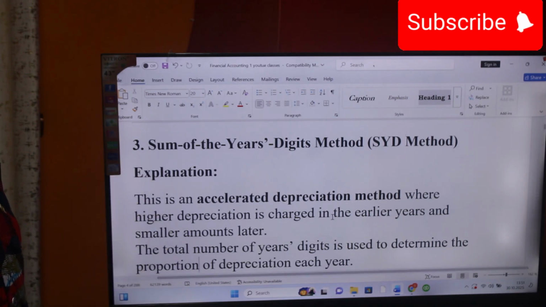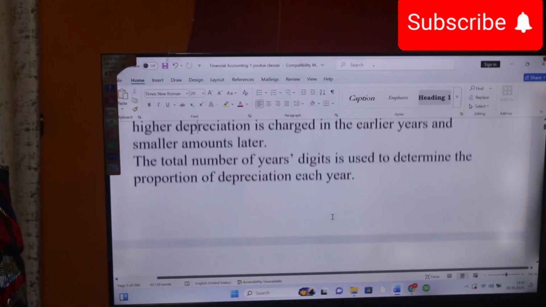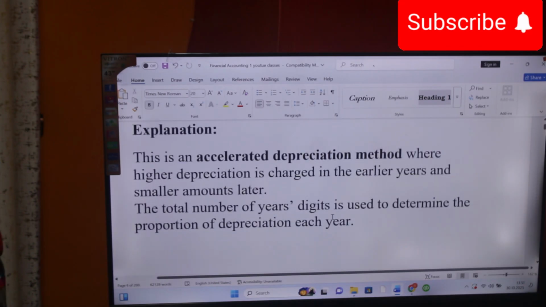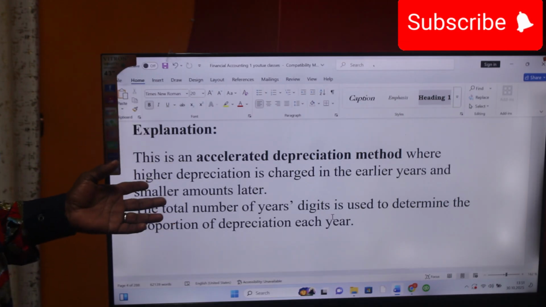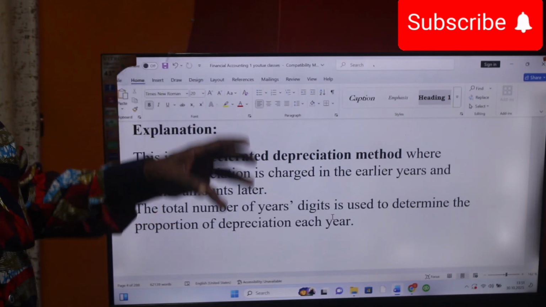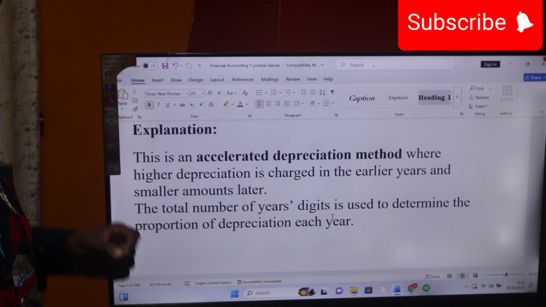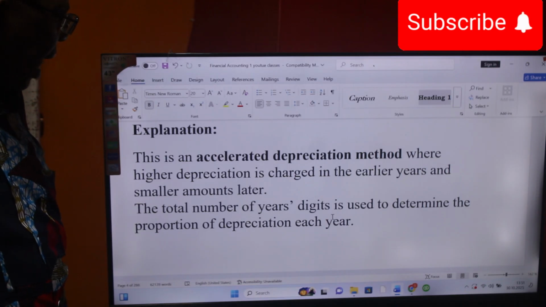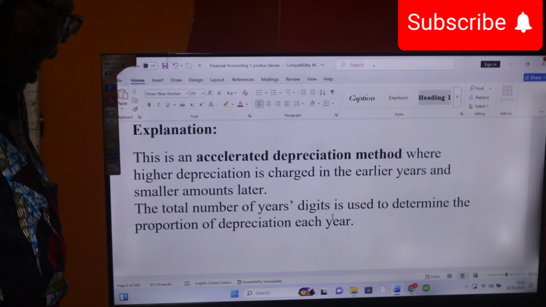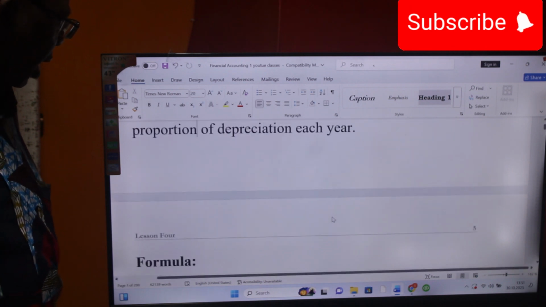So number three, sum of the years digits method. We are saying that this is an accelerated method, another reduced balance method. You charge a lot at the beginning and very few during the latter years. This is an accelerated depreciation method where higher depreciation is charged in the early years and smaller amounts in the latter years.